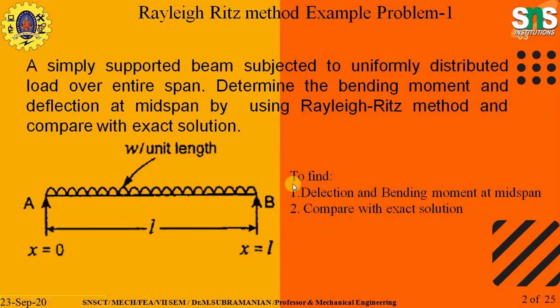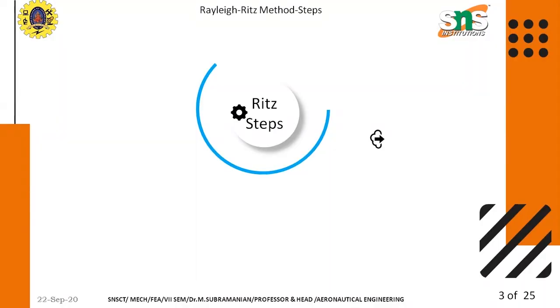In this problem, we have to determine the deflection and the bending moment at the midpoint, the mid-span. Then the second question is asking to compare with the exact solution. The Rayleigh Ritz method has a total of 6 steps.